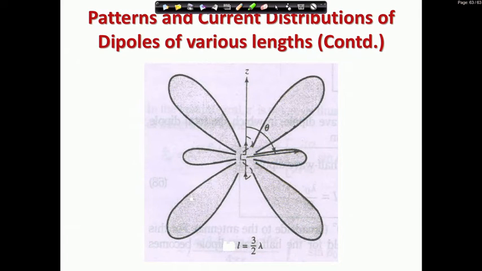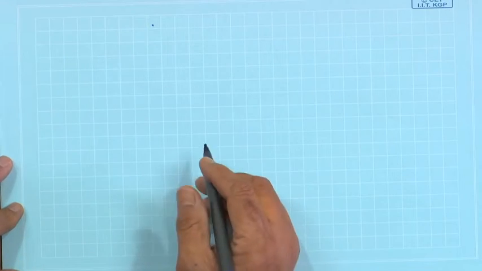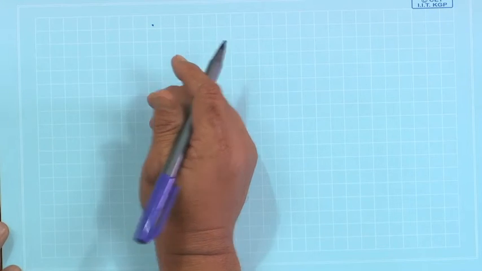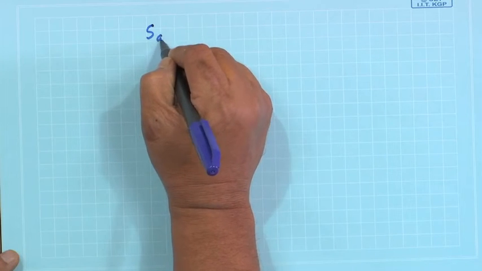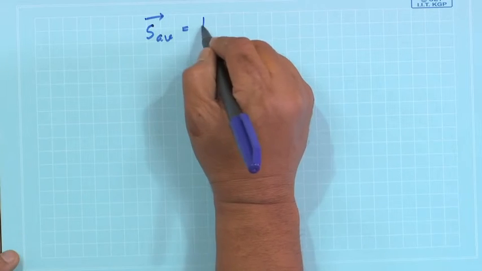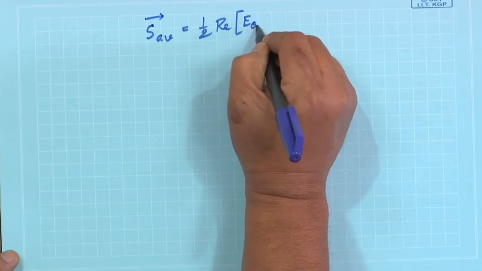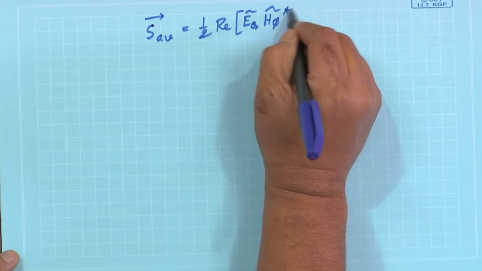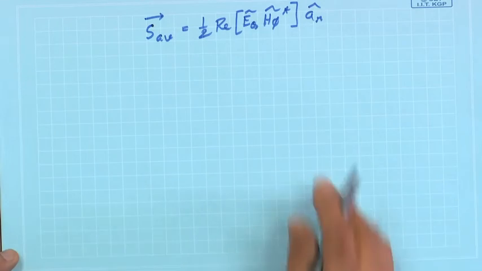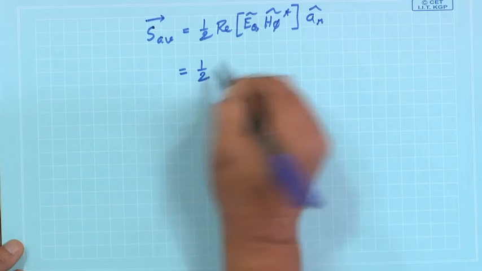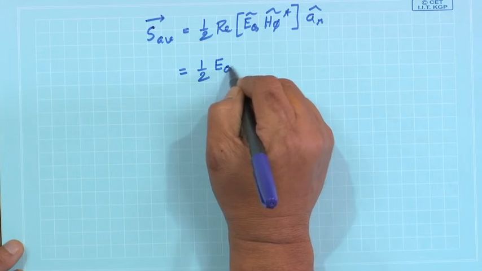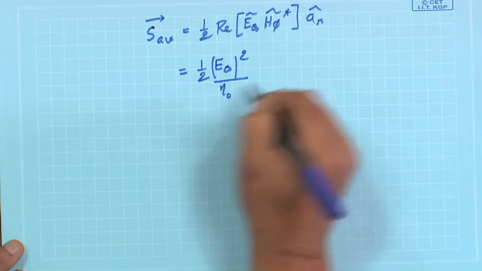Now, we will have to calculate the radiation resistance, because we said that a larger antenna will give us larger radiation resistance, and to find that we first have to find how much power is getting radiated. So, what is the time average pointing vector? That will be S average, and we know that is half real E theta H phi star in the a_r direction. That we have already proved for any antenna. We have already found E theta and H phi, so it will turn out to be half E theta square by eta naught a_r.